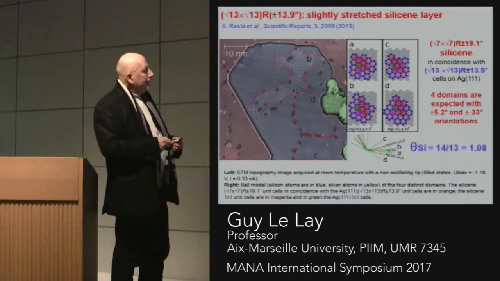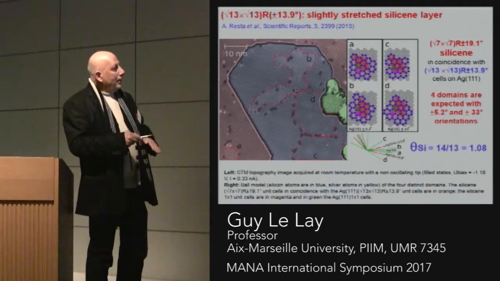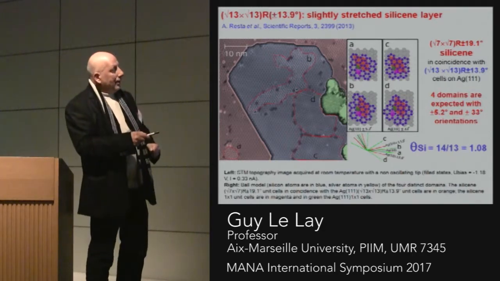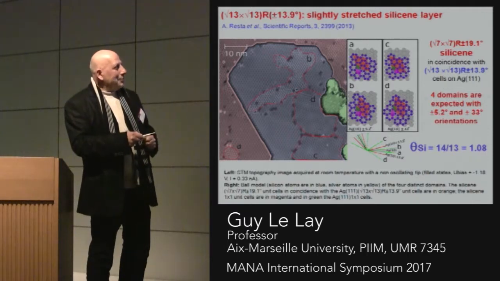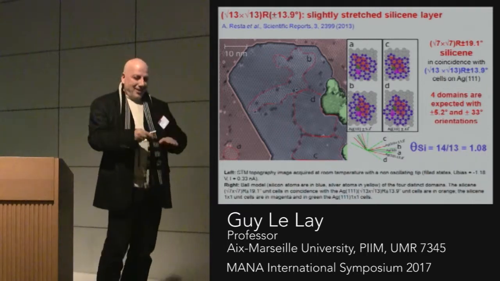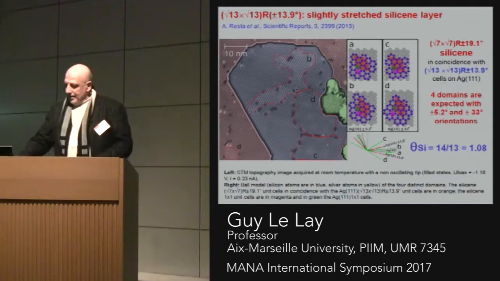My postdoc was smart enough to identify the 4 domains which are expected for a √7 by √7 silicene reconstructed phase matching a √13 by √13 silver cell. So you must have by symmetry 4 domains, which are seen here.